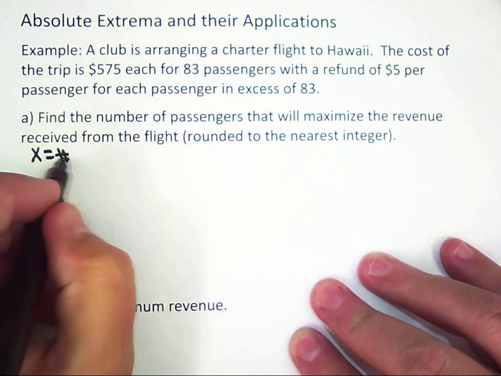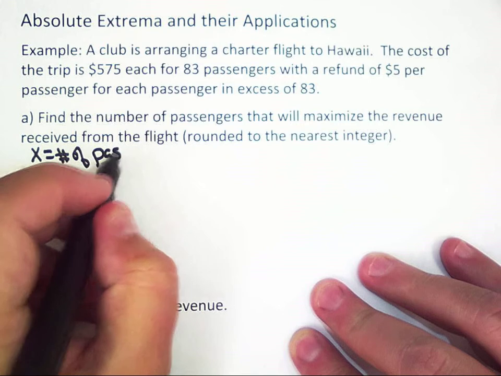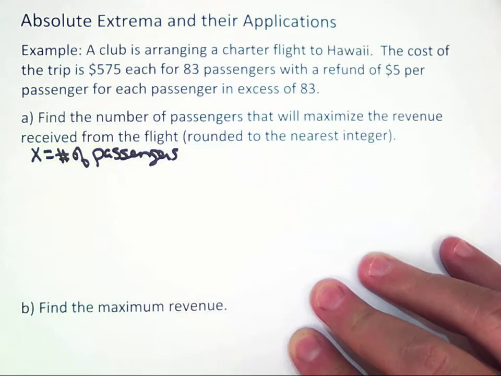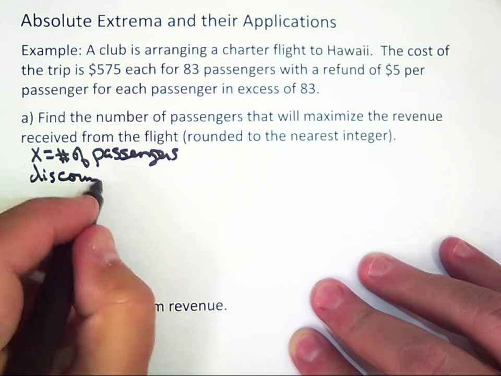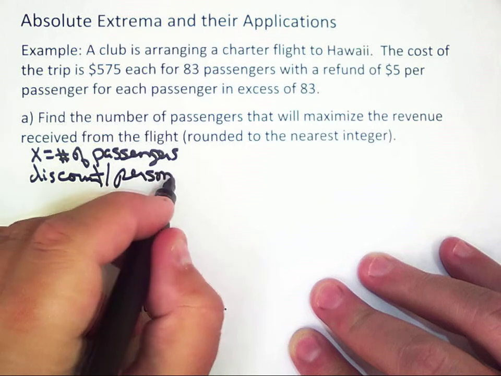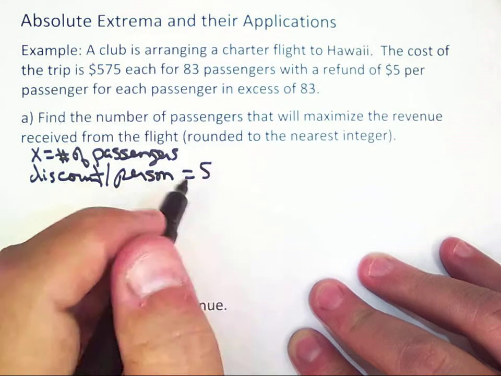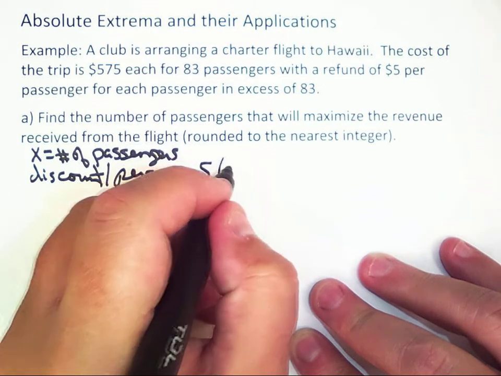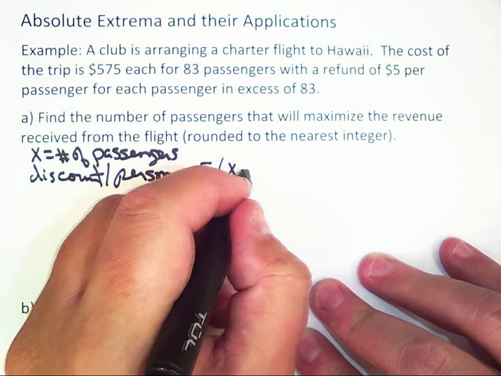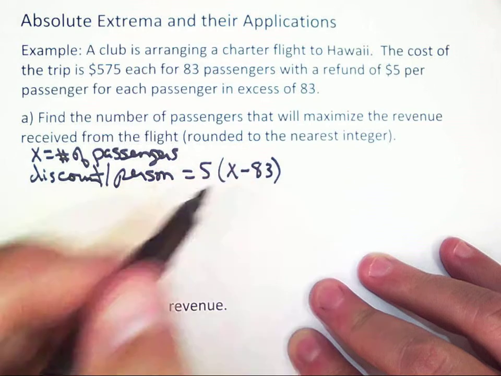So if X is the number of passengers that end up going on the trip, that'll work out nicely because they're asking about that. Now, the discount doesn't apply unless they get more than 83, and it's $5 for each person over 83. So you might think of it this way: the discount per person is $5 times the number of people over the 83 mark. So if X is the number of people, you subtract off 83 to get the excess.